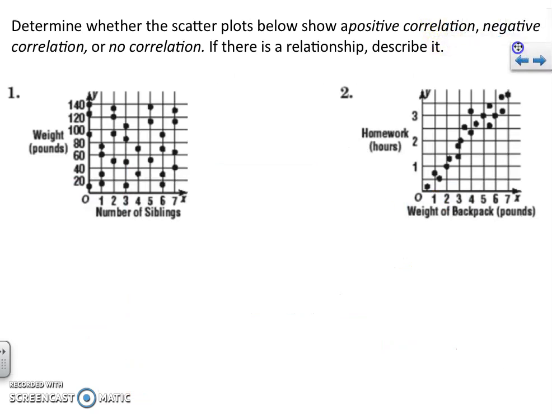Next thing, I want you guys to try this on your own. Determine whether the scatter plots below show a positive correlation, negative correlation, or no correlation. And then if there is a relationship, describe it. So tell me in words what kind of relationship is happening. So press pause and try them on your own.